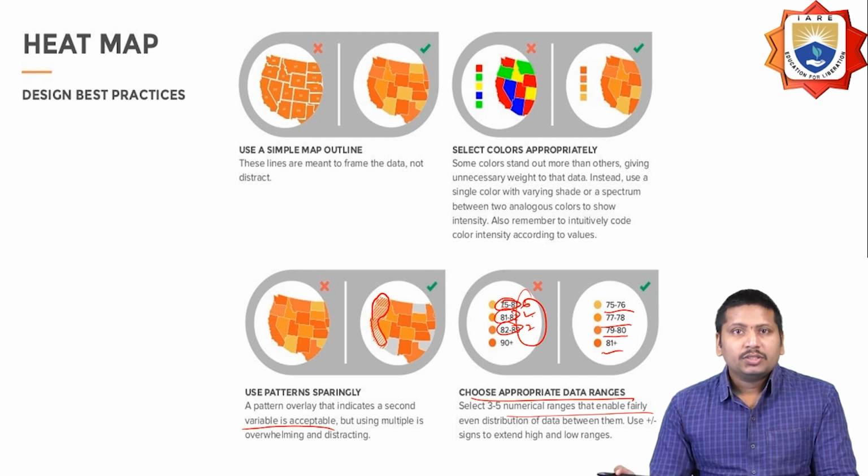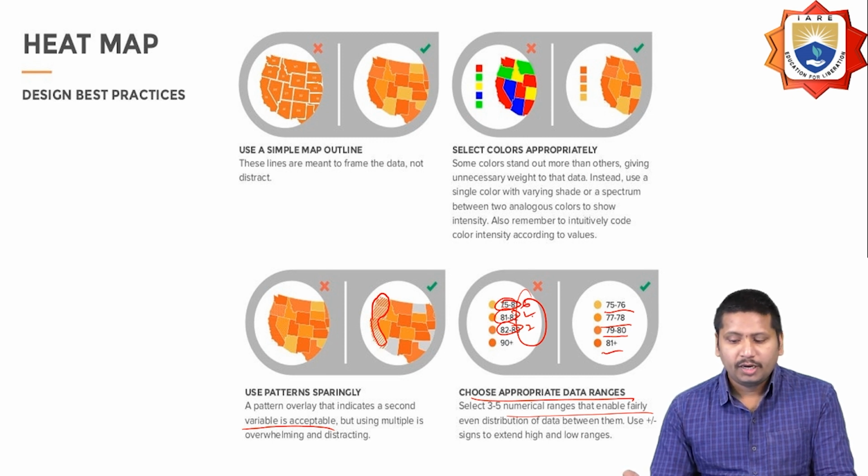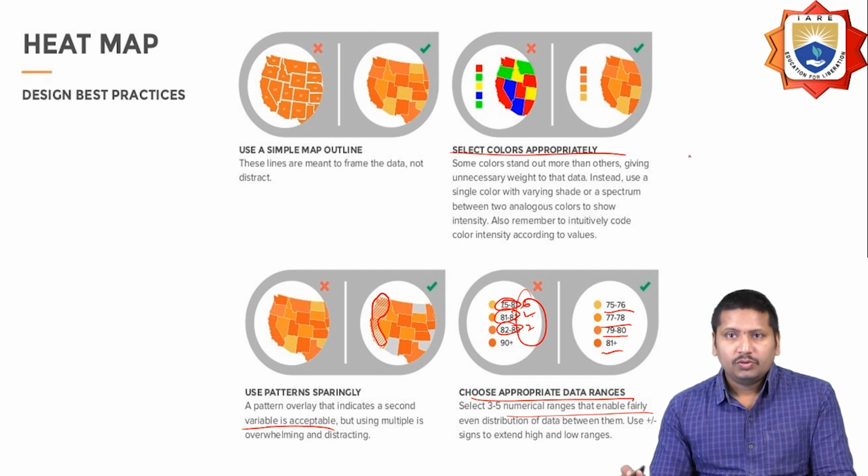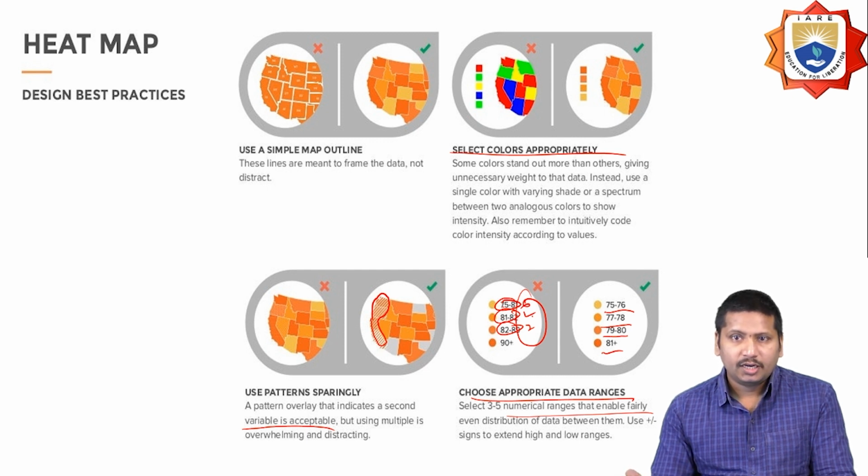So the design practices are to use a simple map outline and select the colors appropriately. Some colors stand out more and add unnecessary weight, so avoid that. We can also use different kinds of patterns for highlighting content, and choose appropriate data ranges. Don't use inconsistent data ranges, which may also lead to different problems.